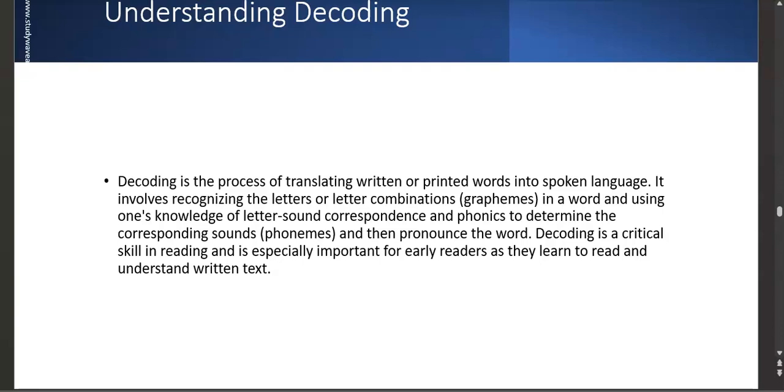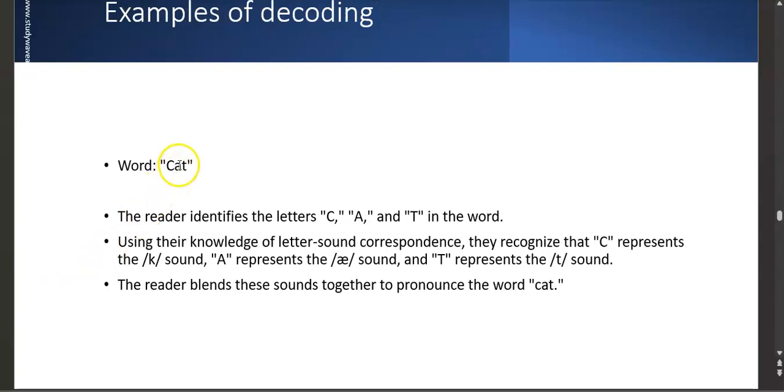So you recognize letters or letter combinations, and letters we talked about graphemes, and in this work use the knowledge we learned about sounds or the phonemes to determine the corresponding sound and then pronounce it. So decoding is just about reading. For example, cat. Here you identify C-A-T. Those are the letters. These are the graphemes. So using our knowledge from our phonics understanding, we will know that C is sound K, A is sound A, and T is sound T. Therefore, we will read this as cat, okay? So decoding is just reading.